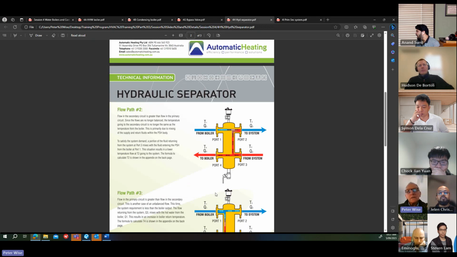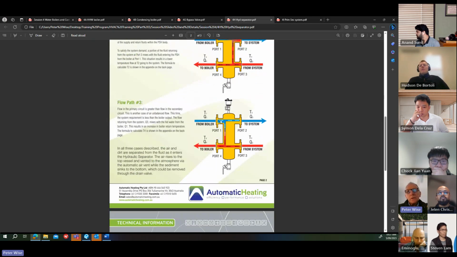So diagrammatically, there it is. Water from the boiler is recirculating back to the boiler because the field is not taking that water away. So this type of system is a more modern way of controlling the heating water system, and you don't need a bypass in this case necessarily. It depends on the complexity of the system, but with a hydraulic separator, similar to a chilled water decoupler, this is the bypass. Okay, but you need more pumps.